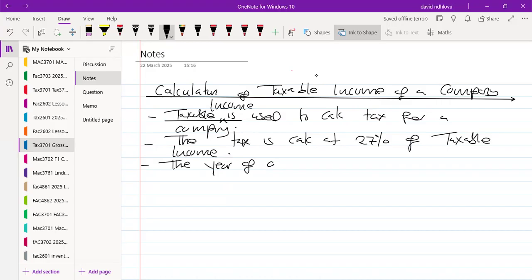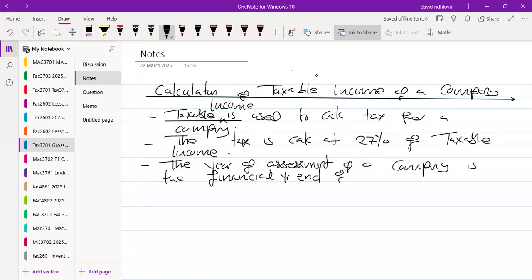The year of assessment of a company is the same as the financial year end of a company. So if you have got a company whose financial year ends on 31 December, then your tax year also ends on 31 December.